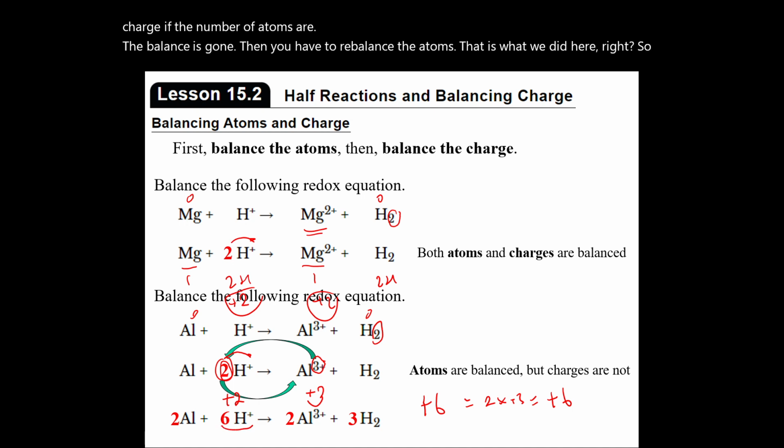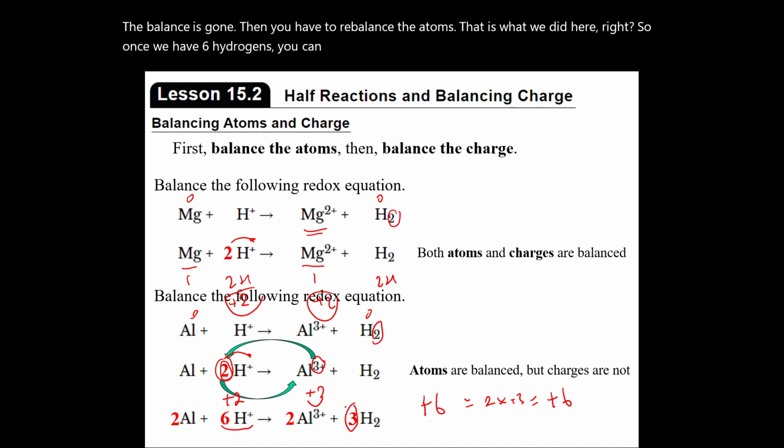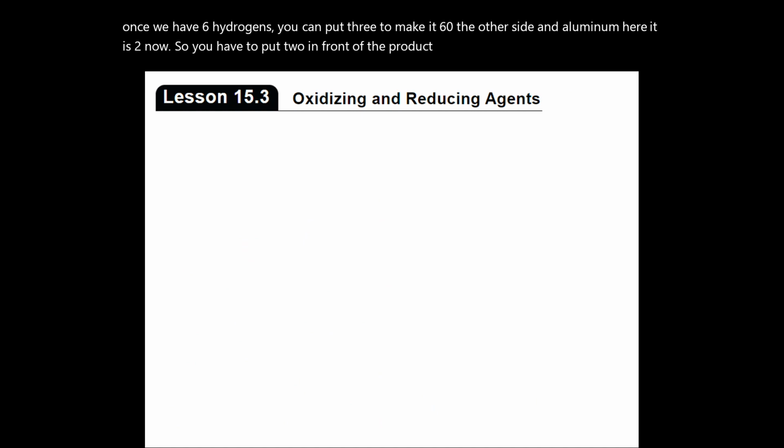So once we have 6 hydrogens, you can put 3 to make it 6 on the other side. And aluminum here is 2 now, so you have to put 2 in front of the product on the left side.